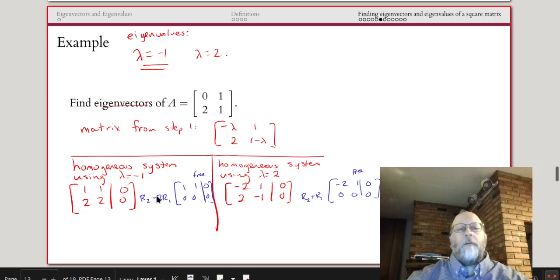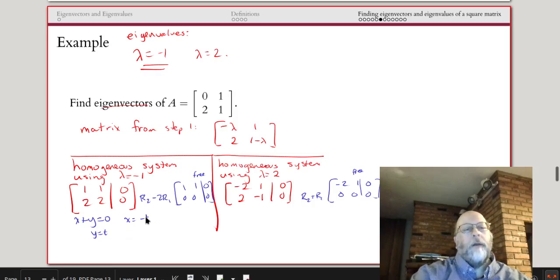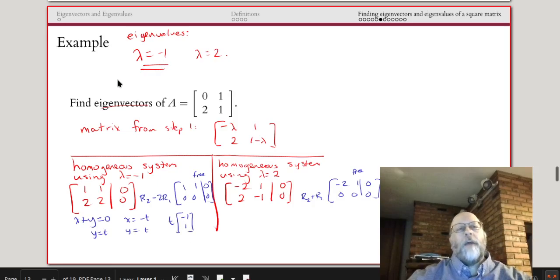So the first equation, this is x plus y is equal to 0, and y is equal to t. And so x is equal to -y, negative t, and y is equal to t. And so we get t times -1 and 1. And so the eigenvector for this first equation is -1, 1.